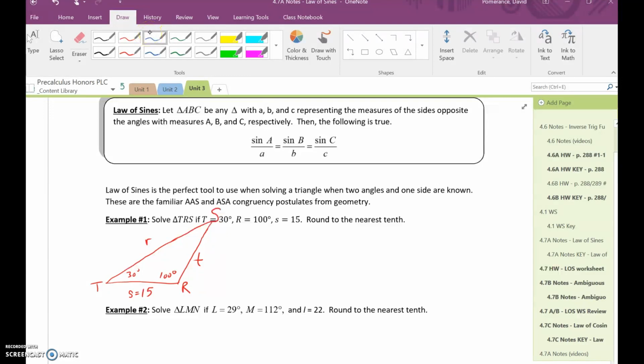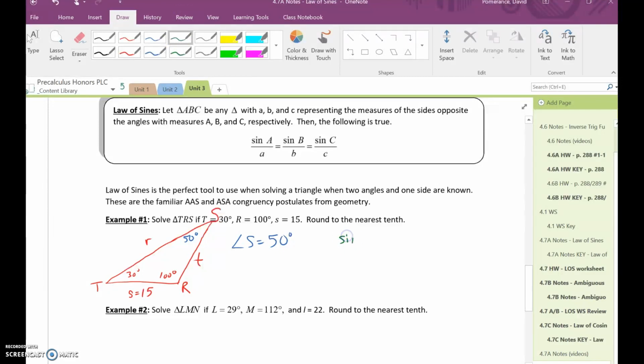Okay? So angle S should be the easiest. Angle S is equal to, well, these guys add up to 130, so this must be 50 because all three angles have to add to 180. So that was the easy part, but now we're going to go ahead and find the sides. We do have one angle side pair. Notice that we know angle S and side S. So we should put angle S and side S in our equation.